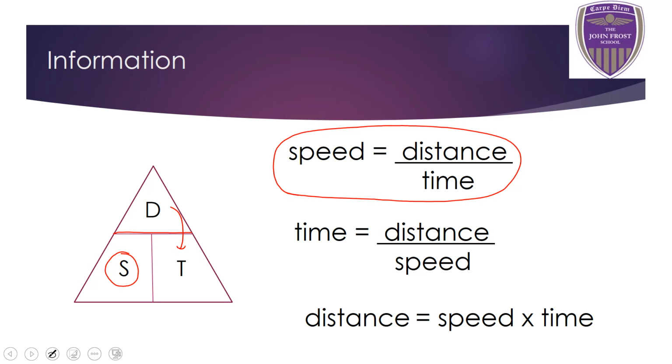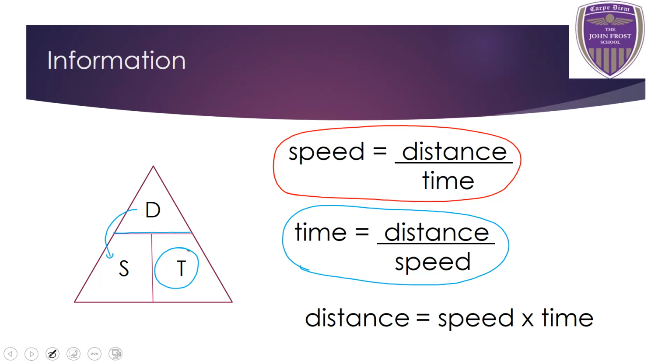However, we can use the same triangle to help us find the time. So if we want to find how long a journey took, then the time here, we circle it, and we know then it's distance over speed, so distance divided by speed. So here we can use that triangle to calculate time. We need to do the distance divided by the average speed.